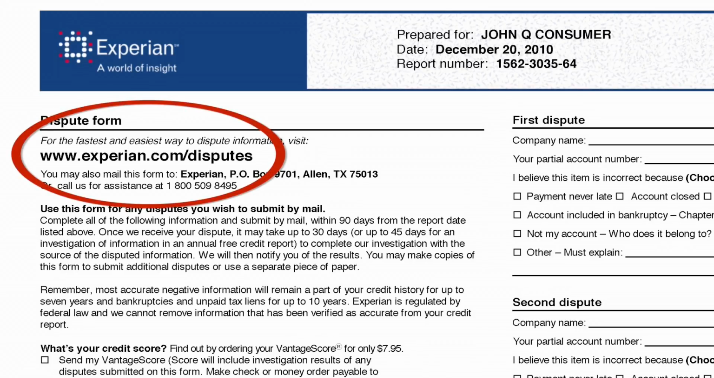The reports list a web address for the credit bureau's online dispute form. The credit bureau will investigate your dispute by contacting the creditors, which have between 30 and 45 days to respond to your dispute. The disputed item will show up as disputed on your credit report until it's resolved.